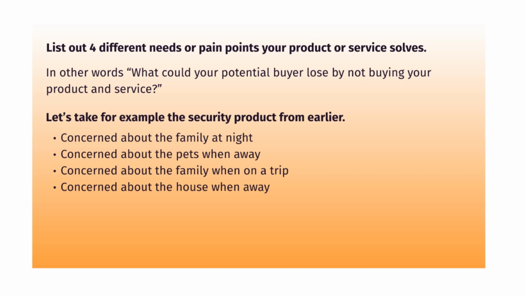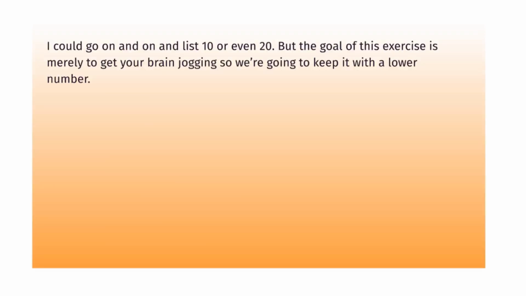Now, some people won't have pets, some people won't have children, so that's why we try to cover as much as possible. Bear in mind that these 4 are merely scratching the surface. I could go on and list 10 or even 20 if we wanted to, and I advise you, if you can list more, then great. But the goal of this exercise is to merely get your brain jogging, so we're going to keep it with a lower number. But if you can do more, great, do more.